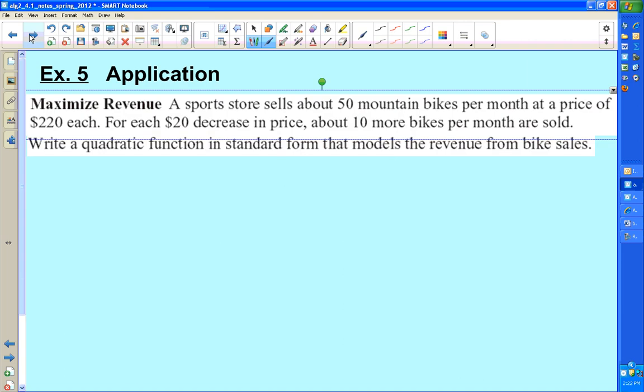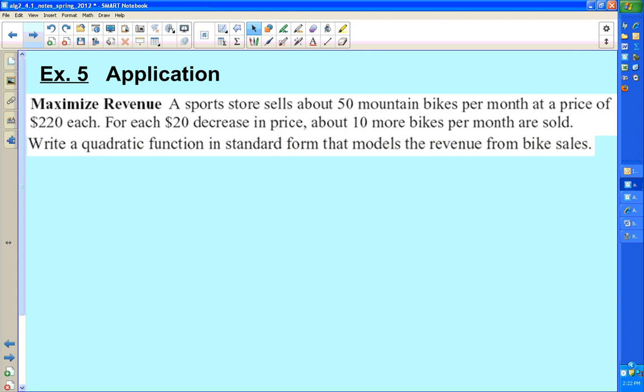The last thing that you need to be able to do is take application problems from words to equations to answering the question. The biggest problem that I run into is not answering the question and not knowing what the question is asking. What kind of a function are we going to create? Quadratic. You know why? Because that's what this section is all about. So if you get something other than a quadratic, something's amiss.